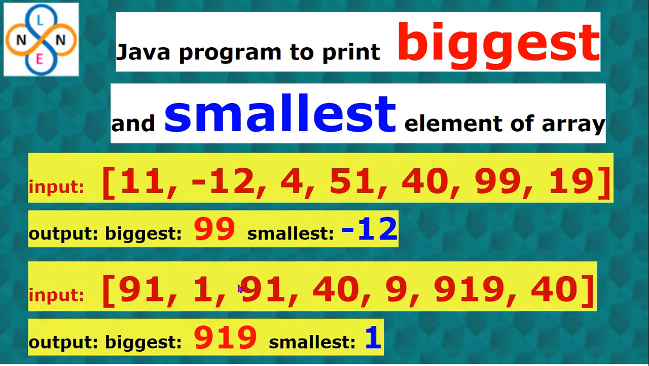Then if it is an array where some elements are repeated and some elements are negative and positive, with all such combinations also, the biggest element in the second array input we are going to get as 919, and the smallest we are going to get as 1. I recommend you to pause the video and try your own logic.